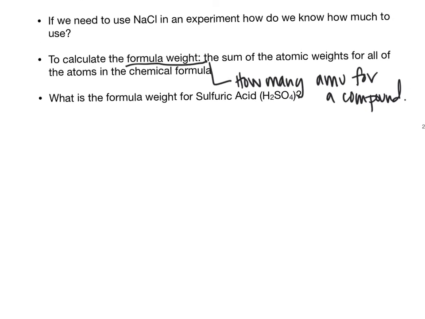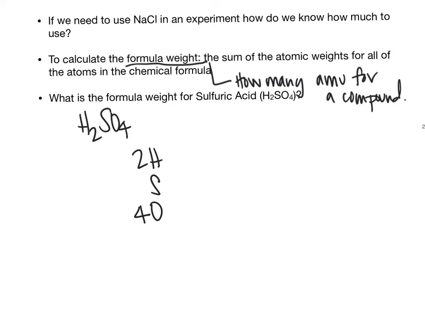So the formula weight for sulfuric acid. Now, sulfuric acid is H2SO4. We're just going to add up the atomic weights. So we have 2 hydrogens, a single sulfur, and 4 oxygens. And so now we're going to look at our periodic table, which hopefully you have a copy of. And so we're going to be able to say, how much does hydrogen weigh?